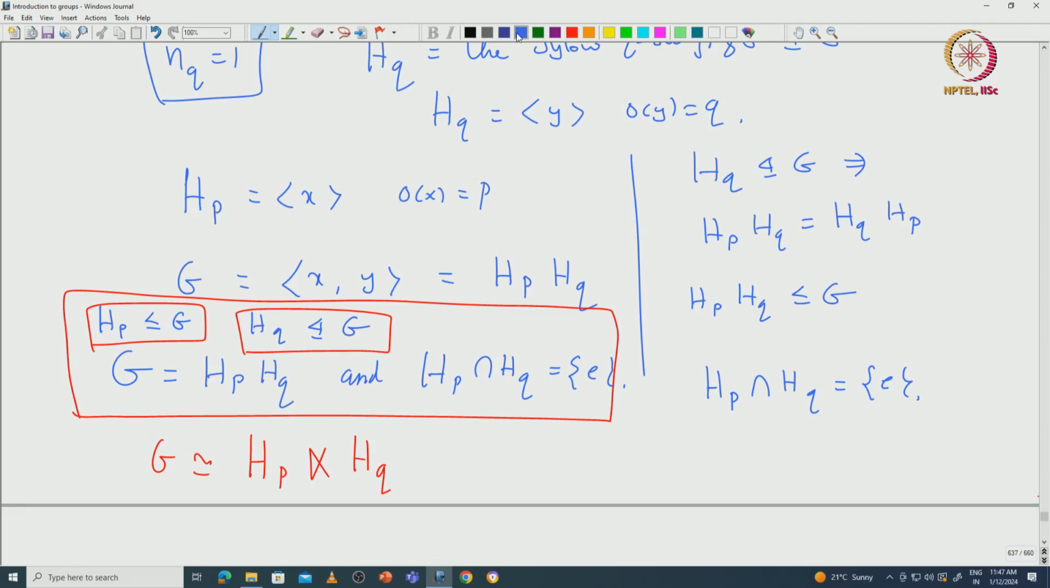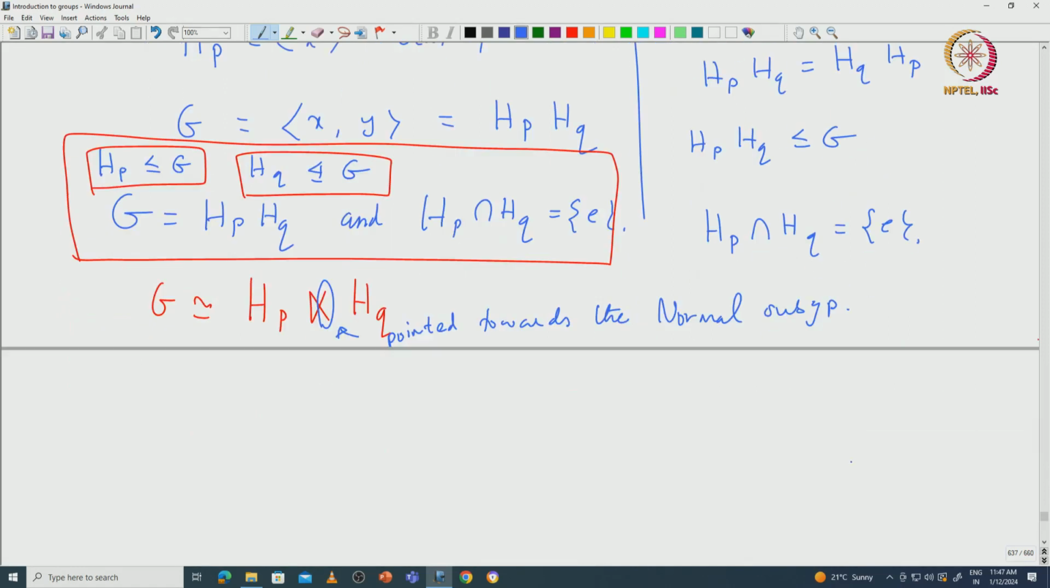This direction should be pointed towards the normal subgroup. So that is the notation. We also want to record which one is normal and which one is not normal, so this V shape should be pointed towards the normal subgroup. This indeed motivates one to define the semi direct product. I am actually hiding lots of details here.